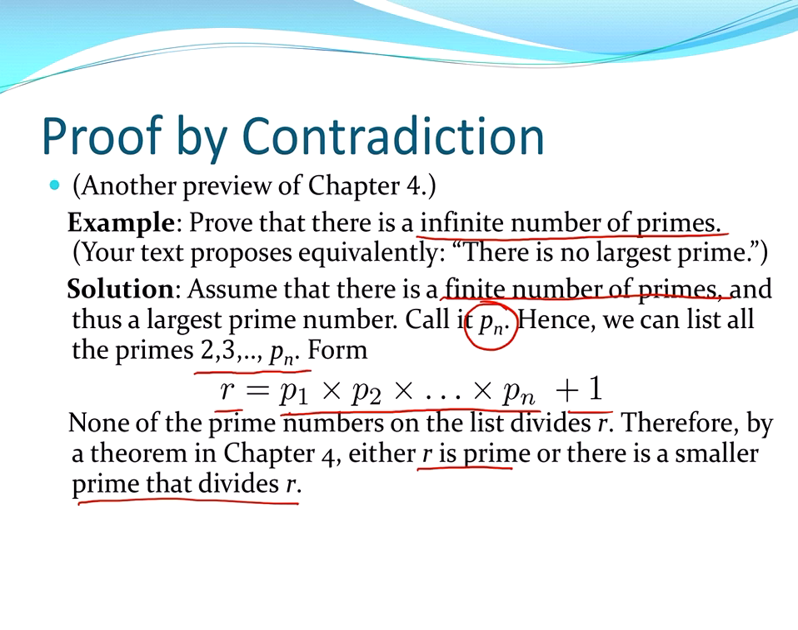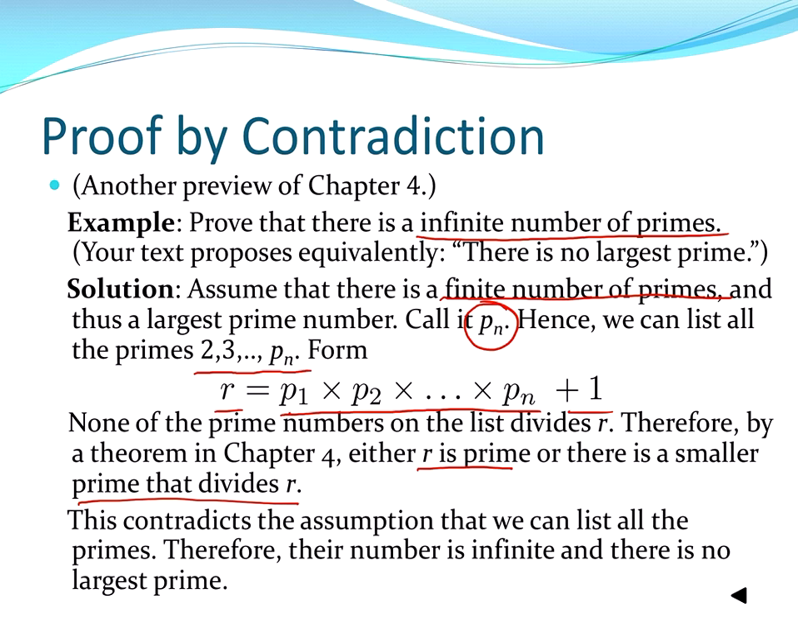The theorem states that none of these can divide r, this theorem from chapter 4. Therefore, r is either prime, or if it's composite, there's a different prime than the ones on this list. The bottom line is that this list is not complete, even though we assumed that it was. We got a contradiction. Therefore, the number of primes is infinite.